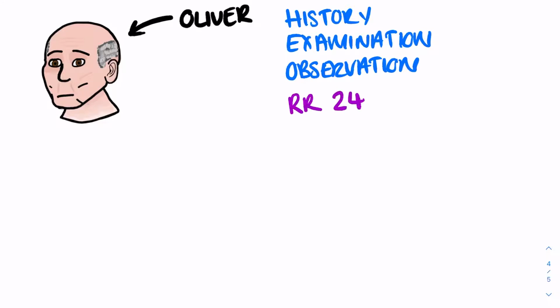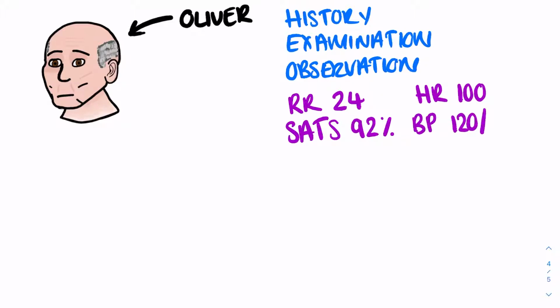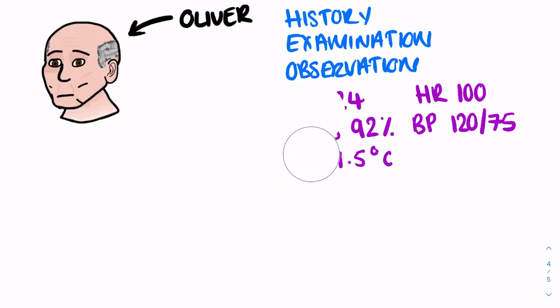His respiratory rate is 24. His SATs, they're 92% on air. His heart rate is 100. His blood pressure is 120/75. And his temperature is 39.5.